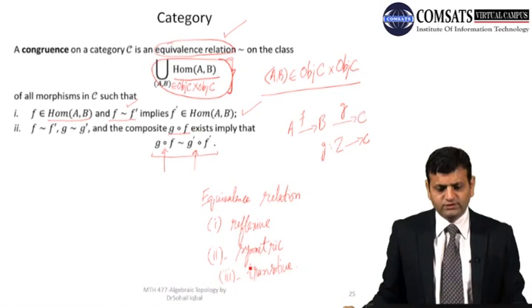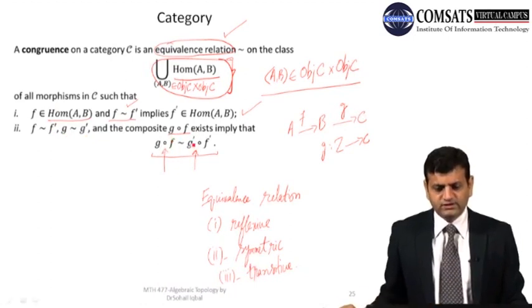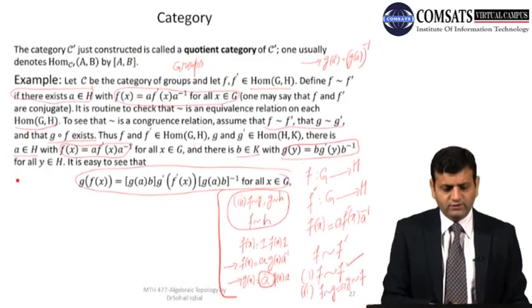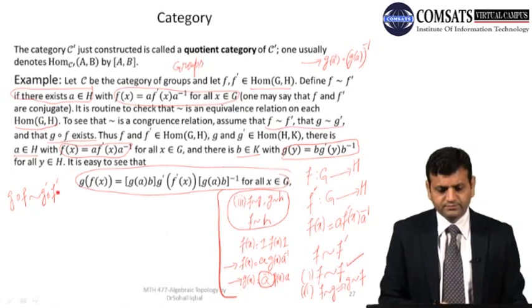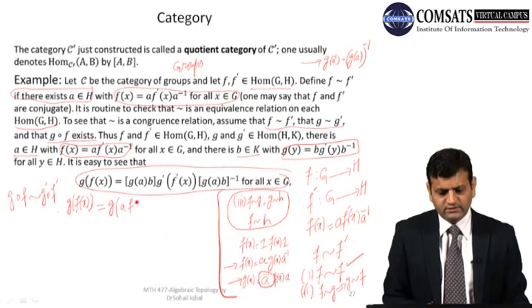The next condition that we need to show is that if F is related to F prime and G is related to G prime, then the composition G circle F is related to G prime circle F prime. Okay, so let's start from G of F of X. How do we define F of X? F of X is equal to A F prime of X A inverse. So let's replace F of X with A F prime of X A inverse. G is a homomorphism, so according to the definition of homomorphism, this is equal to G of A, G of F prime of X, and G of A inverse.